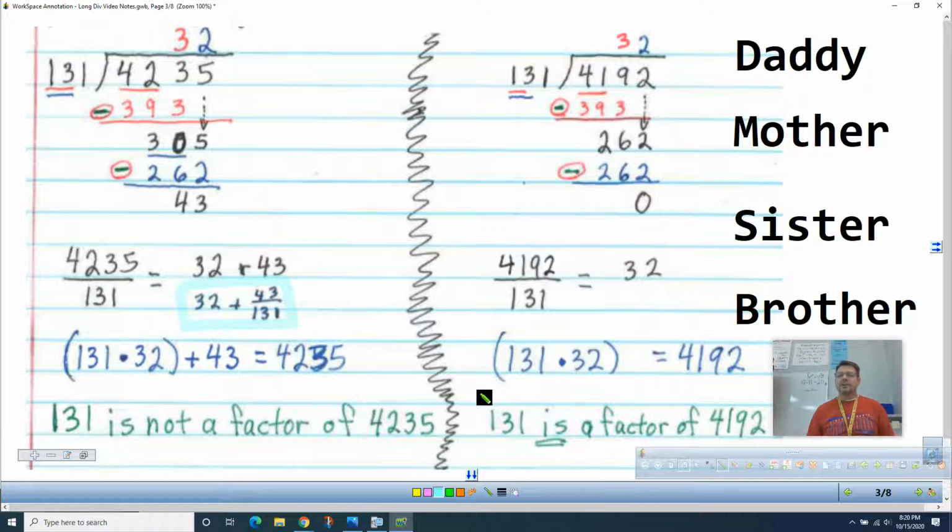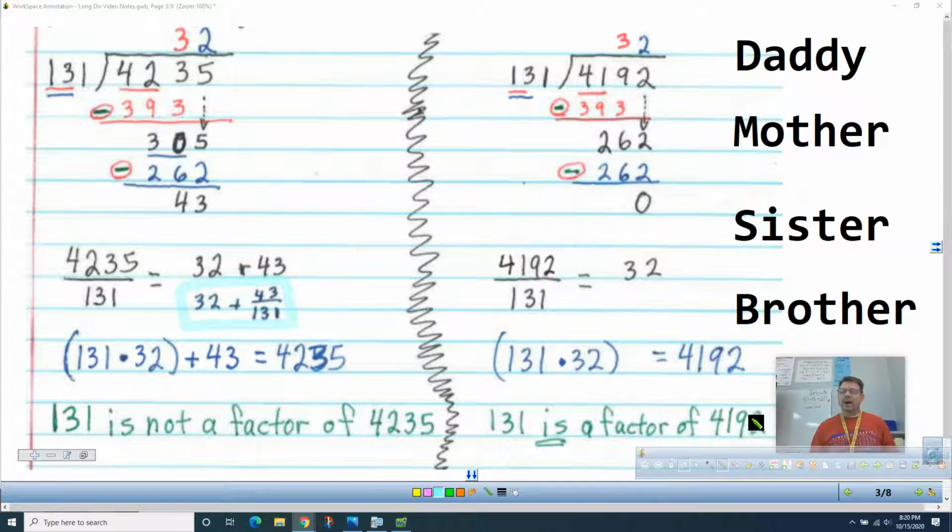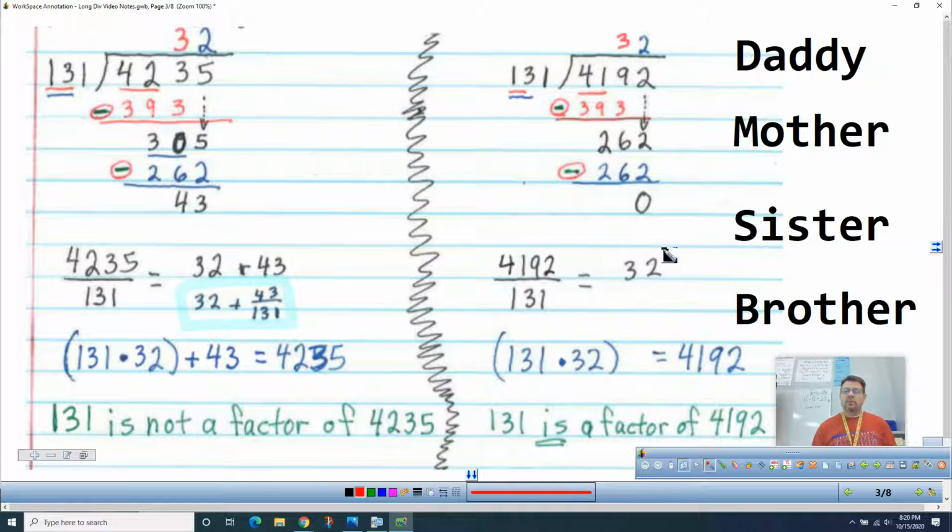Let's go through the process. This is why daddy, mother, sister, and brother are hanging out up here. That's why they are there, because we're going to go through the same process every time, and daddy is supposed to remind us that we're going to start by dividing. So daddy reminds us to divide. That'll be the first thing we do.